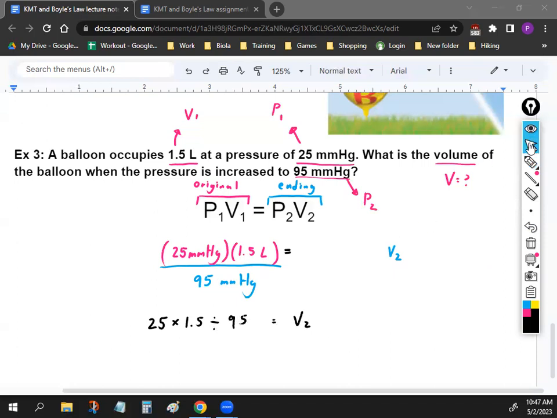Okay, so see if you guys can punch that into your calculator, see what you guys get. And then see if you guys can figure out what letter to put behind the number. So it's going to be liters, milliliters, mmHg. What do you put after the number?